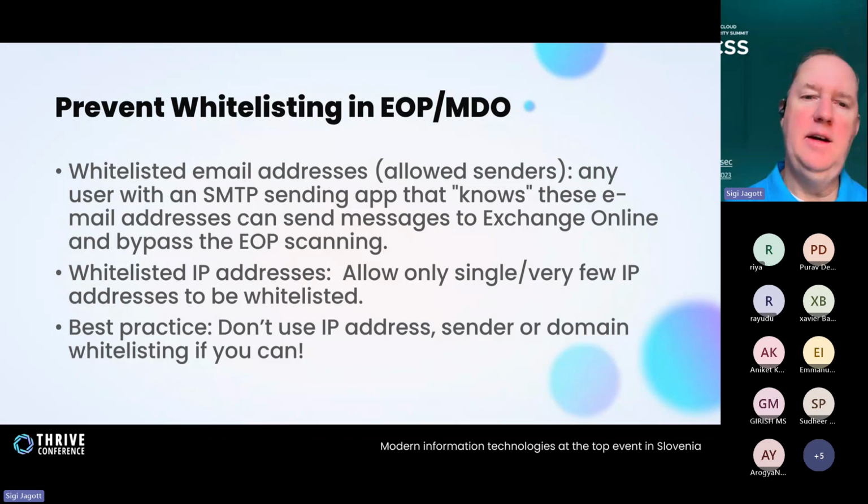In the past, I had customers that whitelisted almost any environment that connected to their Exchange environment, and this is not a good practice. It's important that you know what IP addresses send emails to your system and whitelist them, of course. But on the other hand, you should understand what IP addresses are really needed and which are not. So best practices: don't use IP addresses, sender or domain whitelisting if you can. Make sure you understand what you're doing here.